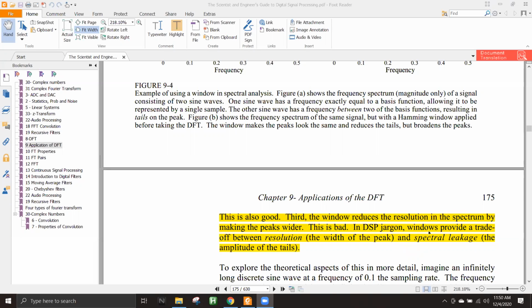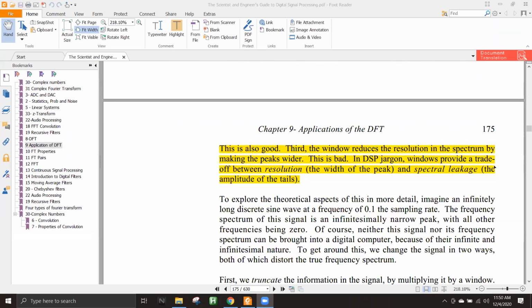So these windows provide a kind of trade-off, and this is the trade-off that we are talking about. We want to increase resolution, which means reducing the width, and we want to have more spectral information, that means reducing the spectral leakage. But with windows, increasing one reduces the other, and increasing that reduces this one. So each has its own characteristics.